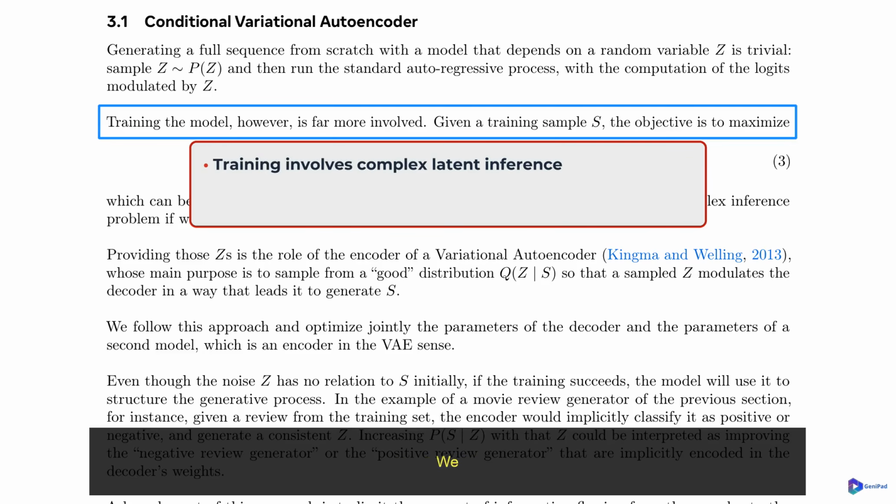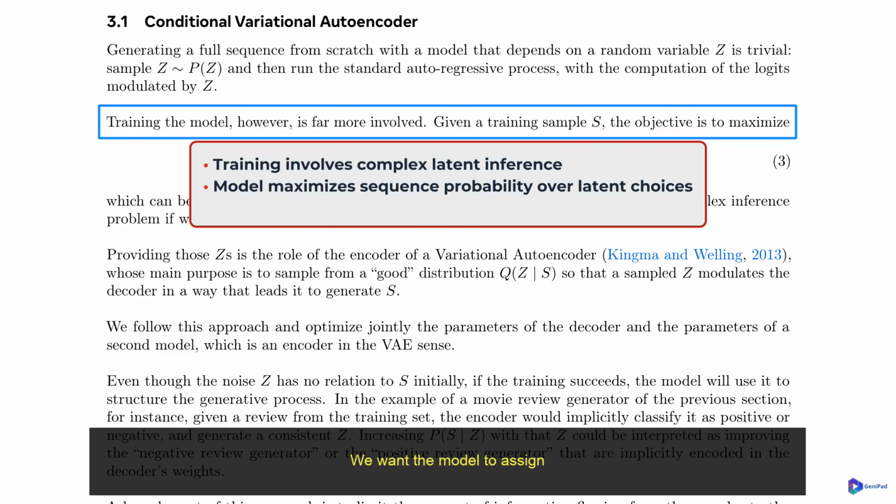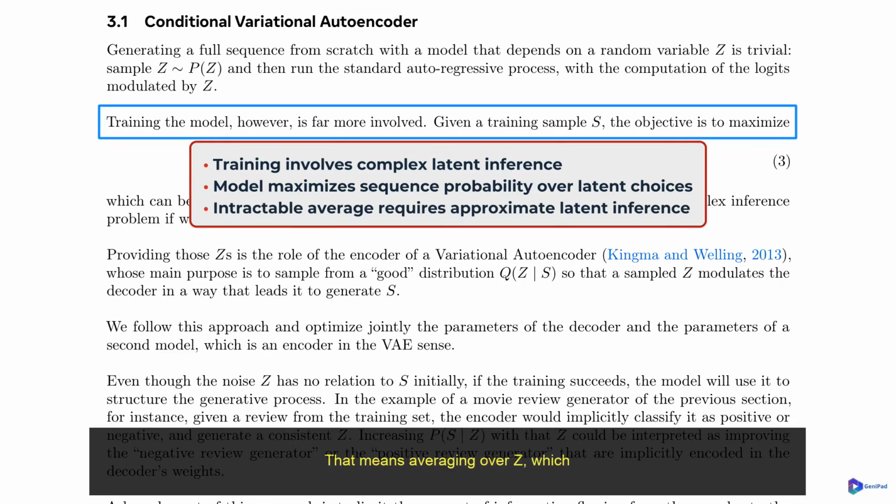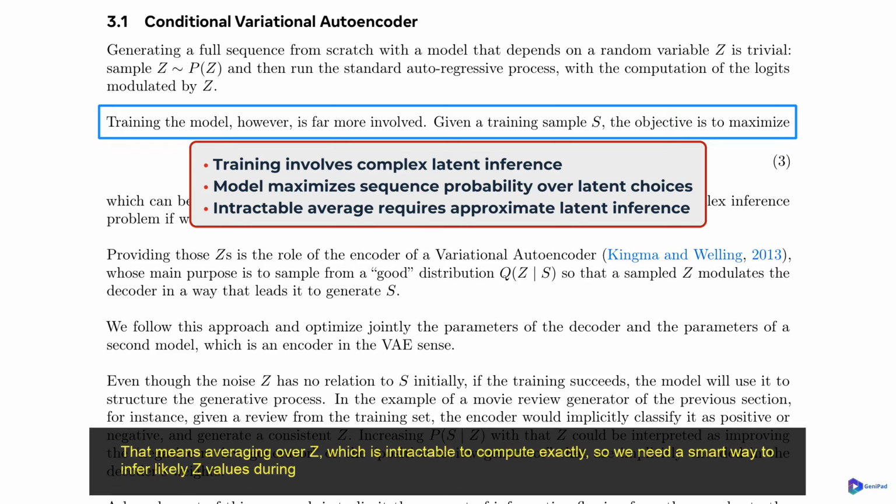Training is trickier. We want the model to assign high probability to the observed sequence, accounting for all the possible latent choices that could explain it. That means averaging over Z, which is intractable to compute exactly, so we need a smart way to infer likely Z values during training.